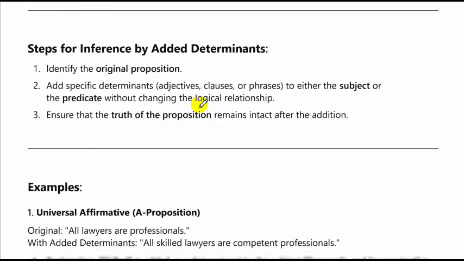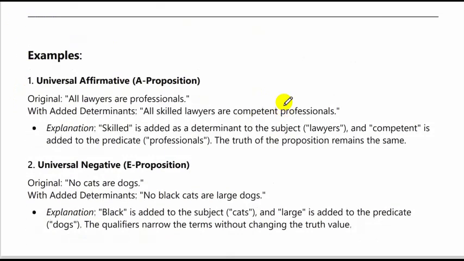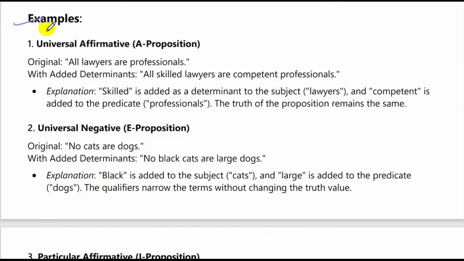Steps for inference by added determinants. First, identify the original proposition. Second, add specific determinants, adjectives, clauses, or phrases to either the subject or the predicate without changing the logical relationship. Third, ensure that the truth of the proposition remains intact after the addition. Let's look at the examples.